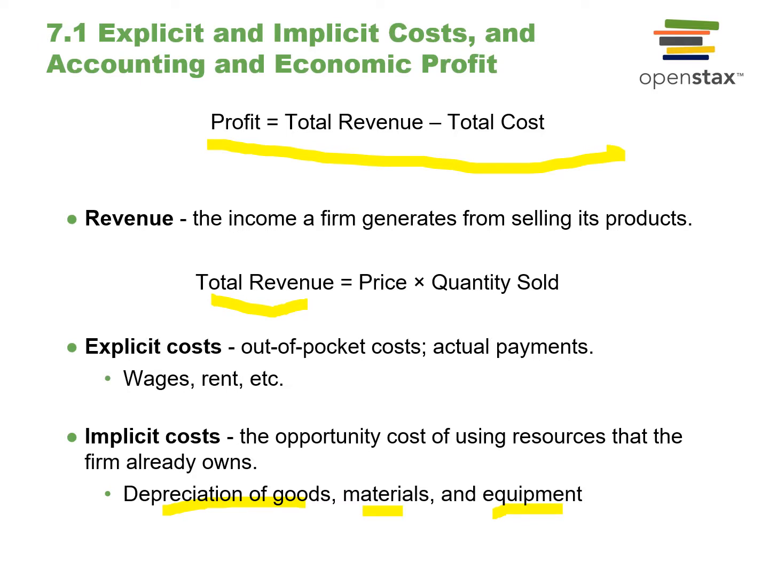Here we have several formulas dealing with explicit and implicit cost. Profit is simply total revenue minus total cost. Total revenue is created by price times the quantity sold. Out-of-pocket cost, actual payments, wages, rents, cost of equipment, you name it, electricity, would be considered explicit cost. Implicit cost is the opportunity cost of using resources the firm already owns. That could be the depreciation of goods, materials, and equipment, which typically falls under an accounting function.